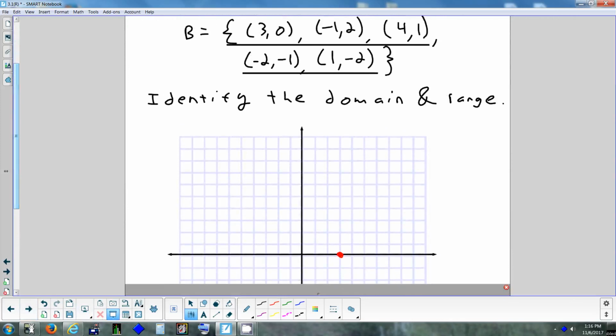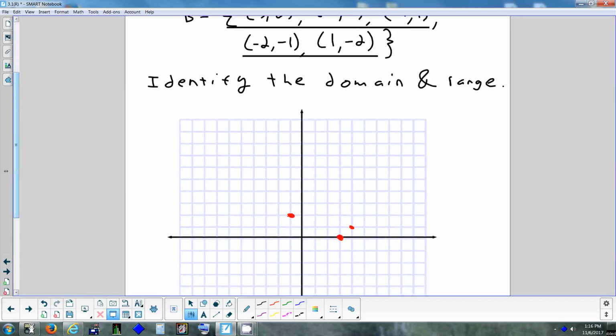-1, 2. Can someone else tell me how to graph -1, 2? Will? You're going to graph 1 on the x-axis. Yep, left 1. And then you'll go up 2. Perfect. How about 4, 1? You go right 4 times, and then you go up 1. Perfect. How about -2, -1? Xander? I'm going to go left 2. Left 2, yep. Down 1, yep. And 1, -2. Noah? You go over 1. Which way is over? Right. Right 1. You're down 2. Down 2.